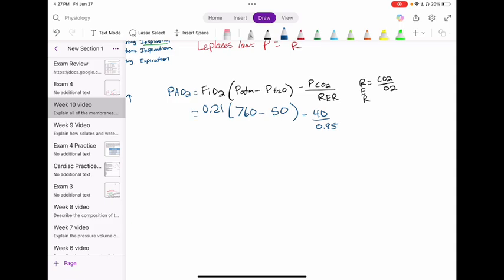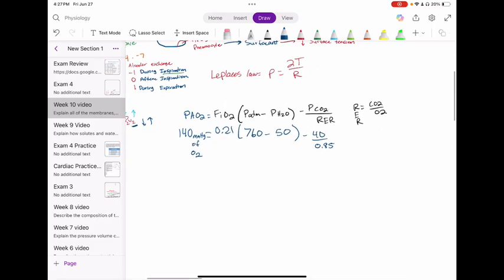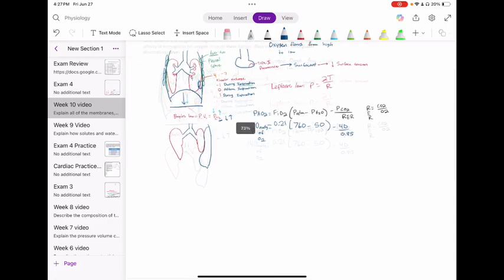We would get a normal level of 140 of oxygen. So we can use this to determine different levels of healthy levels within the body. And so we can look at it and see if somebody has one of these issues with their health.